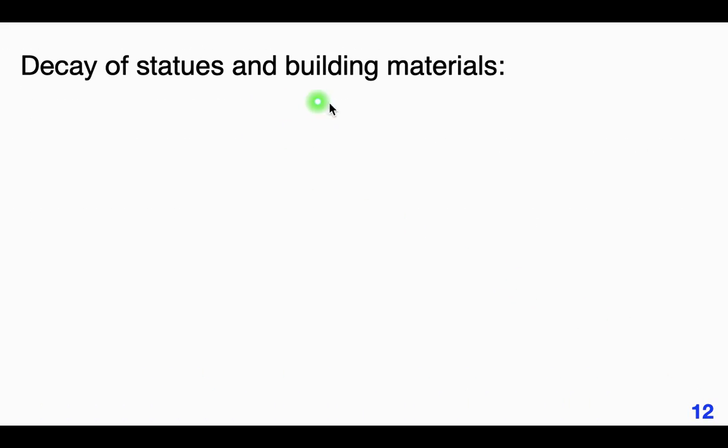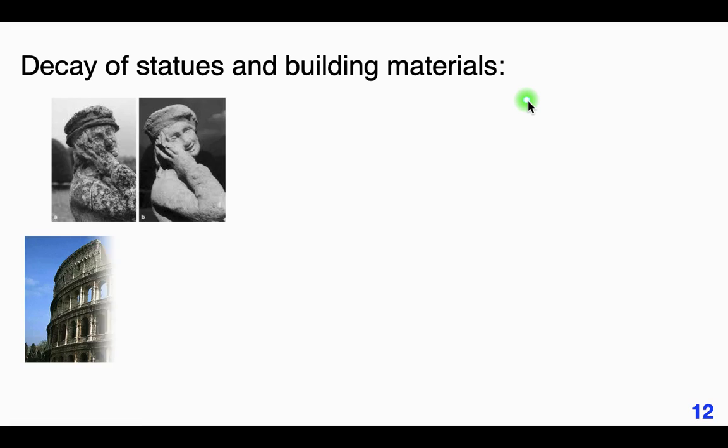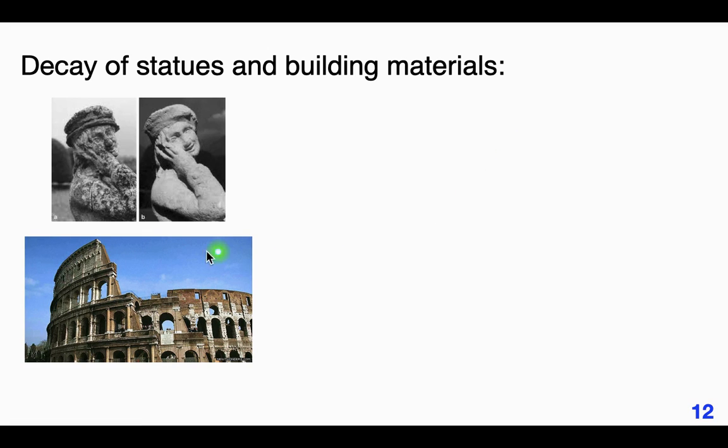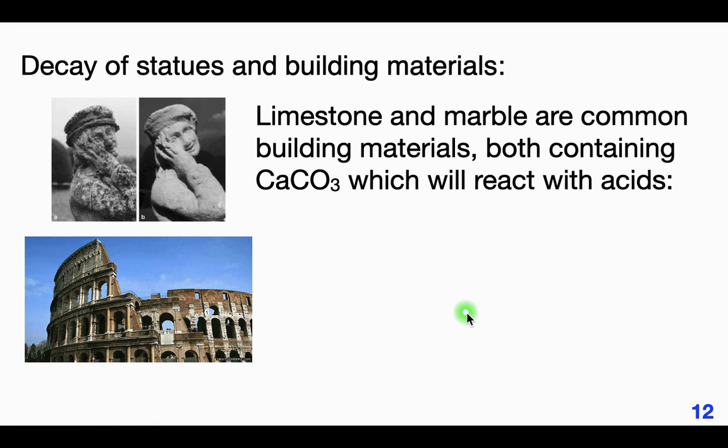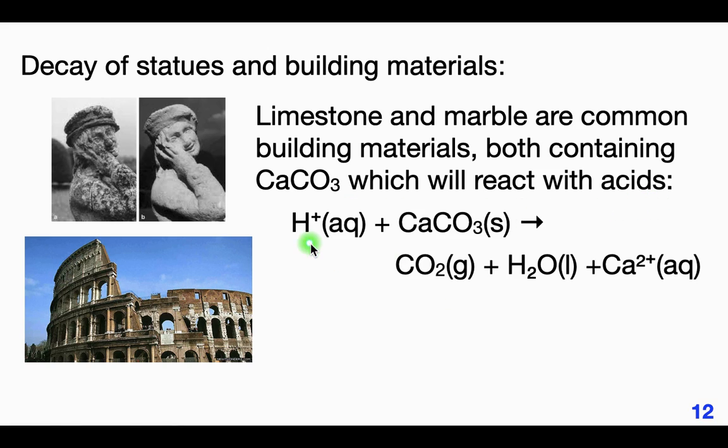Decay of statues and building materials. This is the Roman Colosseum. Limestone and marble are common building materials, both containing calcium carbonate, which will react with acids. So the acid, whatever that acid might be, reacts with calcium carbonate to form carbon dioxide.